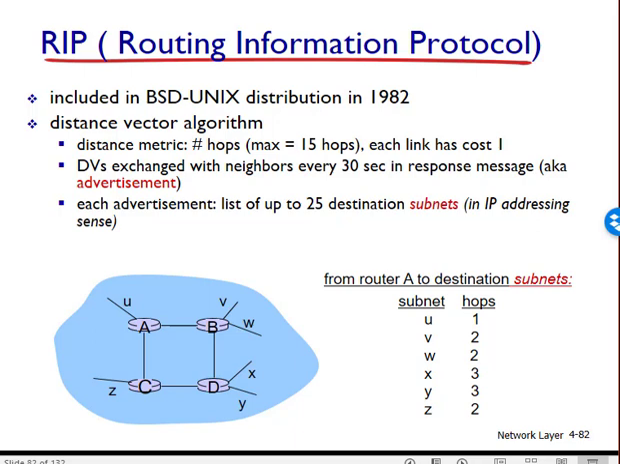In RIP, routing updates are exchanged between neighbors approximately every 30 seconds using an RIP response message. The response message sent by a router or host contains a list of up to 25 destination subnets within the autonomous system, as well as the sender's distance to each of those subnets. Response messages are also known as RIP advertisements.